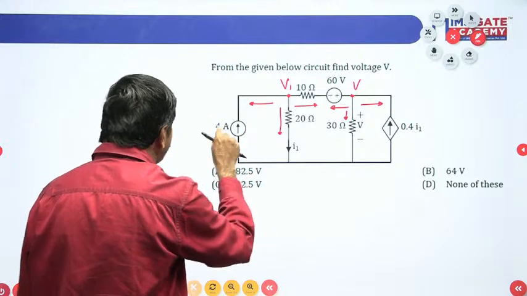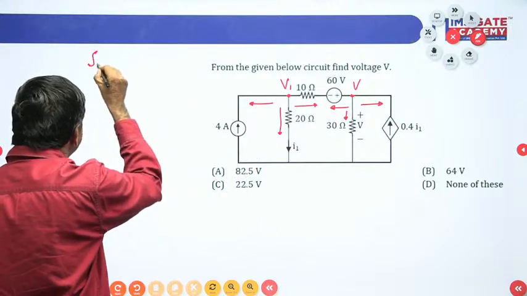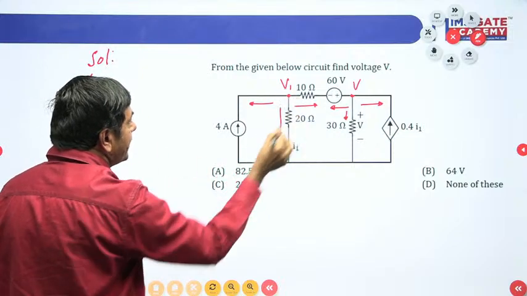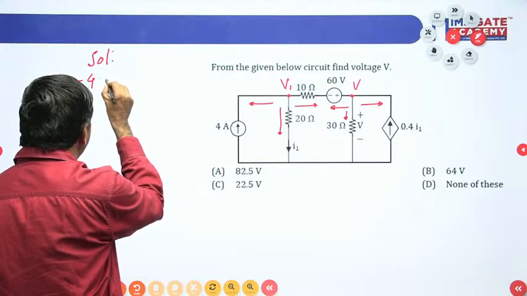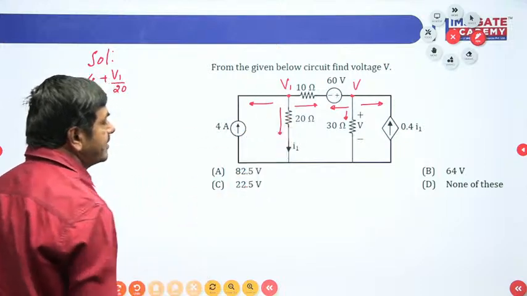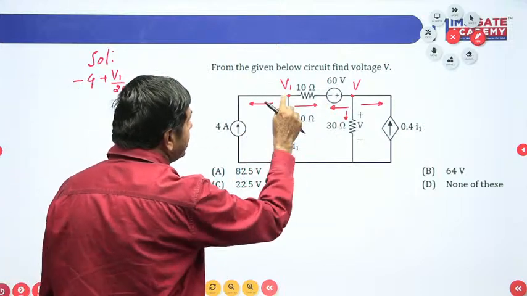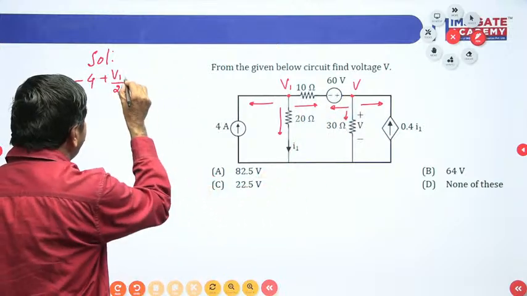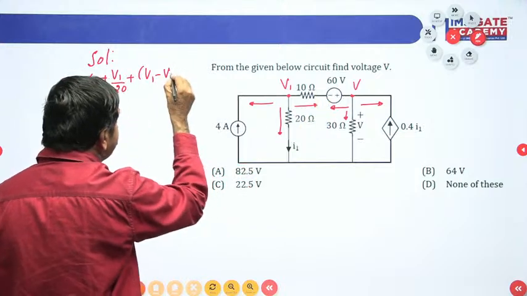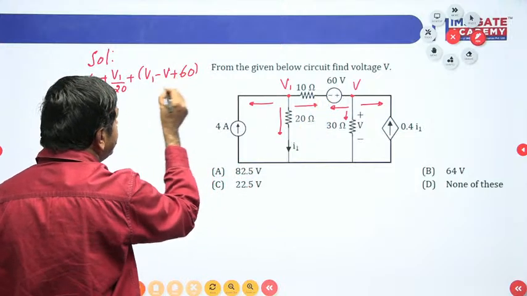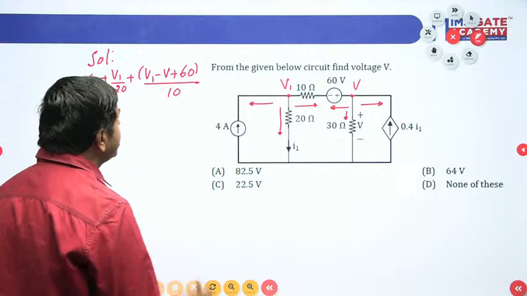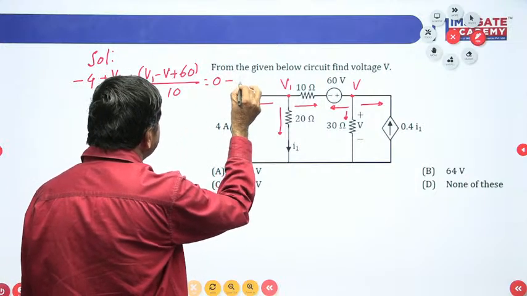This current is minus 4 amperes, reverse. Minus 4 amperes I am getting here now. This is minus 4. This current is nothing but V1 by 20. V1 by 20 I can write. And this current is nothing but V1 minus V, minus of minus 60, divided by 10. This is equal to 0. You take this as equation number 1.